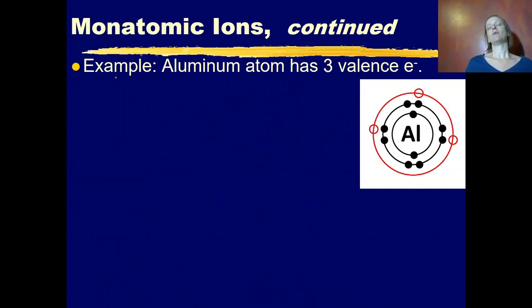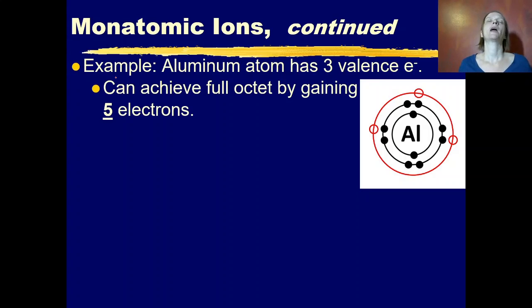Okay, I've given you all the rules for ions. Let's put these rules into practice. So here's an example: aluminum. Aluminum is in group 13 and it has 3 valence electrons. So, how can aluminum achieve a full octet, 8 valence electrons? Well, it could gain 5 electrons, like this. Then aluminum would have a full octet.